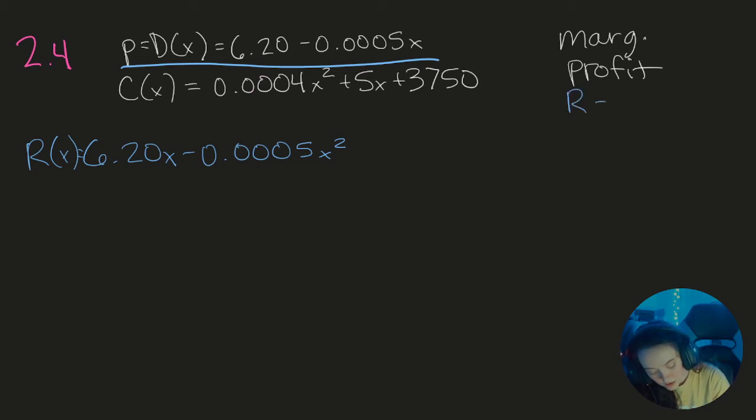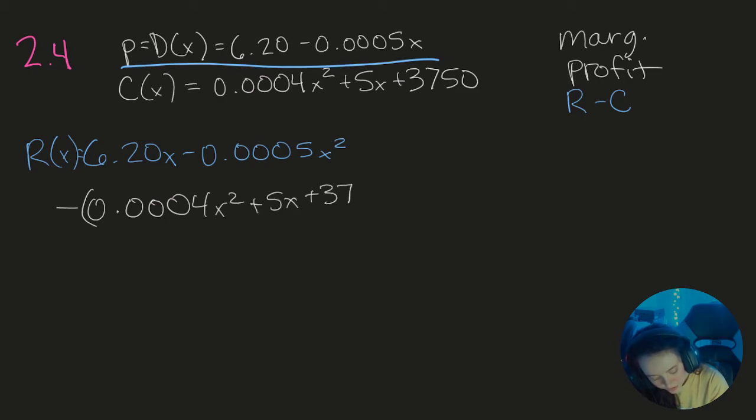Okay? Then, in order to find profit, you subtract revenue minus cost. Okay, so revenue minus cost. And I'm just going to put this down below it for the sake of simplicity. So minus 0.0004x squared plus 5x plus 3,750. Okay, so this minus is going to move over to all of them.